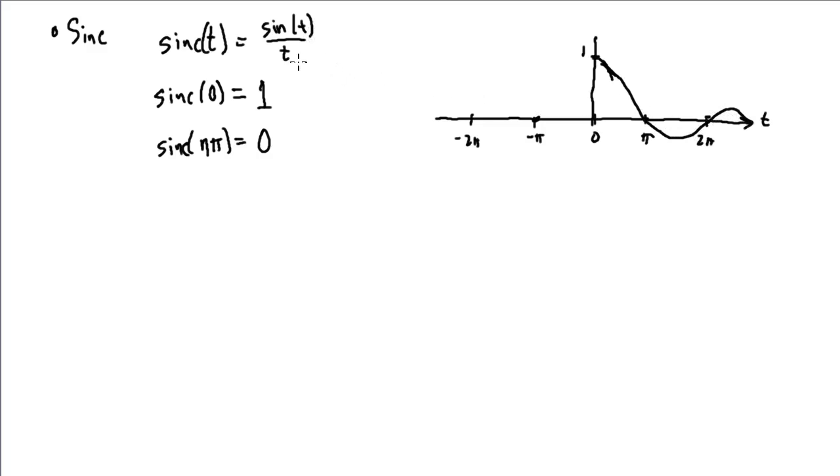Sine is an odd function, as is t. The ratio actually is an even function. So the sinc function will have even symmetry. So sinc of minus t is equal to sinc of t. Okay. So this is a rough sketch of what the sinc function looks like.